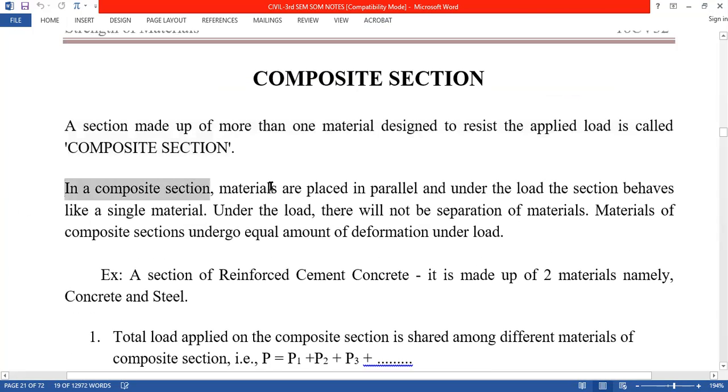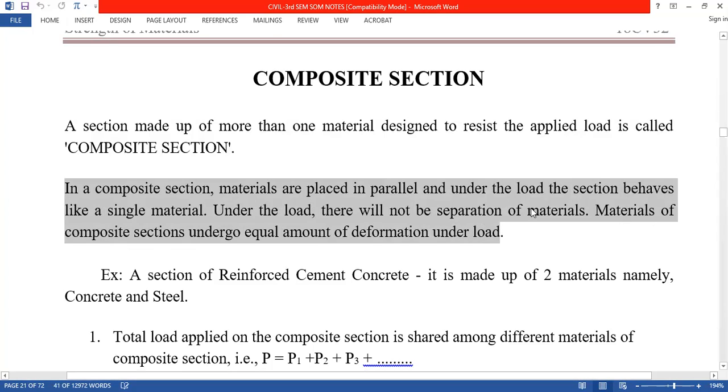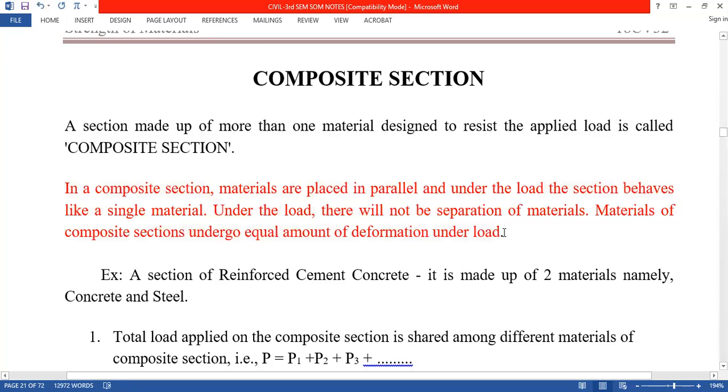In a composite section, materials are placed in parallel and under the load the section behaves like a single material. Under the load, there will not be separation of the materials. The materials of a composite section undergo an equal amount of deformation. The best example, as I have already told, is RCC. In RCC, while discussing the steel as well as the concrete, we should consider both deformations, whether they will undergo deformation under the load or not.